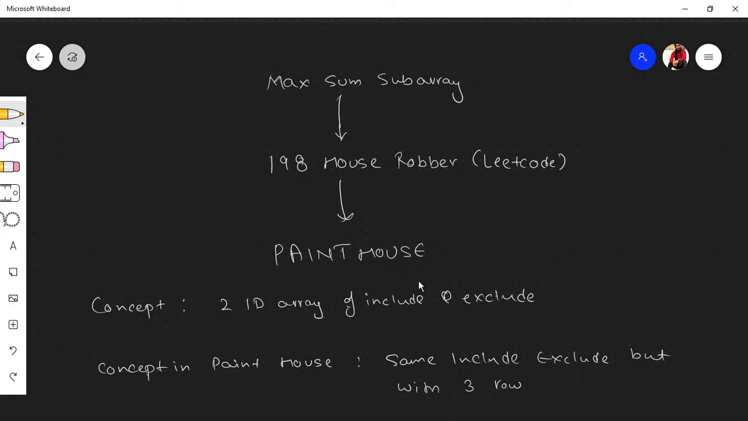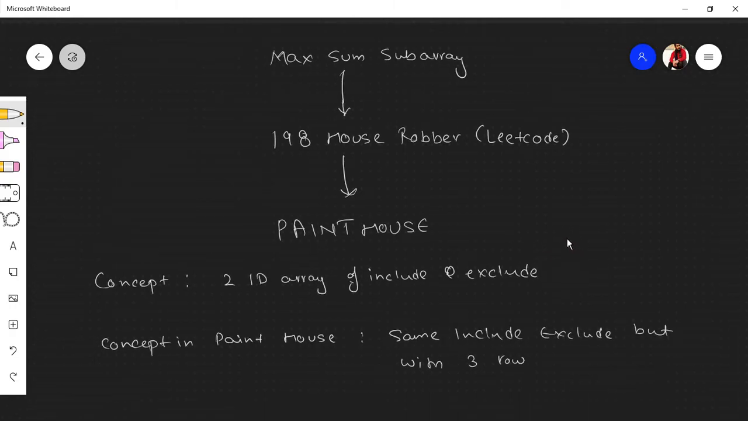So the thing is Paint House. I will not go into the detail because there are many teachers teaching it very well. I'll just explain how I did it, what was my code, and what was my thought process. I'll just give a code walkthrough instead of explaining the whole detail about DP.